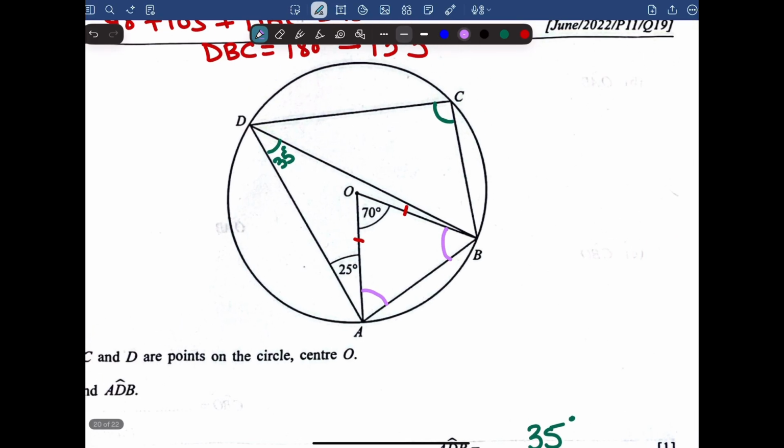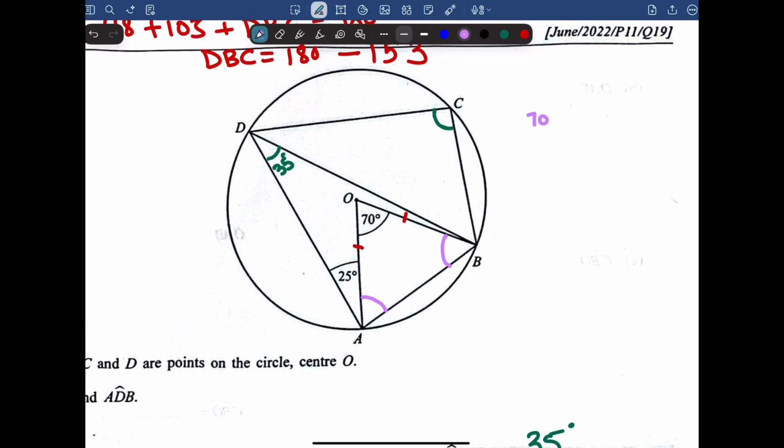Okay, so 70 plus, let's call it x, plus x plus x should be 180. Why? Because the sum of interior angles of a triangle is 180. So we have 2x is equal to 180 minus 70. x is equal to 110 divided by 2. So x is going to be 55 degrees.